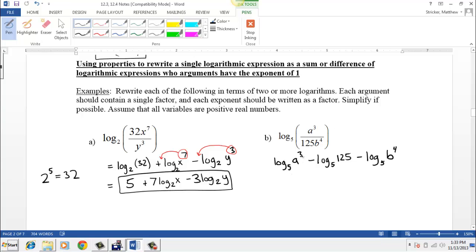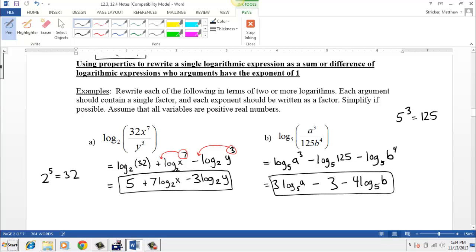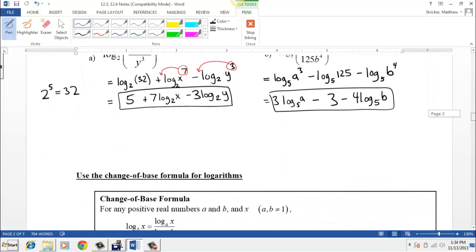And just simplifying again here, the 3 can go to the front. So I can rewrite this as 3 log base 5 of a. 5 to the 3rd power is 125, so this can be written as minus 3, and then minus 4 log base 5 of b. Move that 4 again to the front. So there we go. That's how we expand a logarithm into a sum or difference of many logarithms.